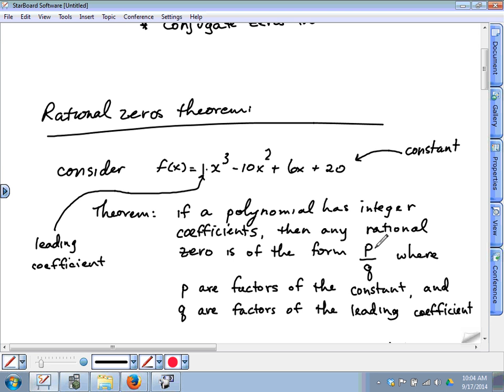Any rational zero is of the form p divided by q, where p are the factors of the constant, and q, that's so obviously a Q right here, q are factors of the leading coefficient.